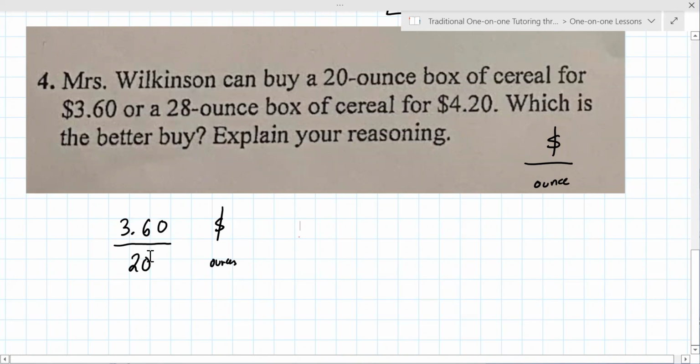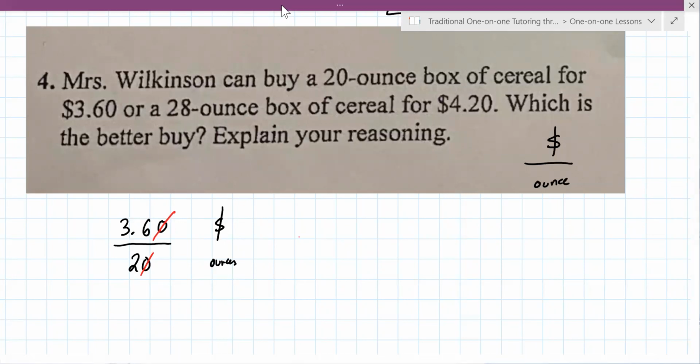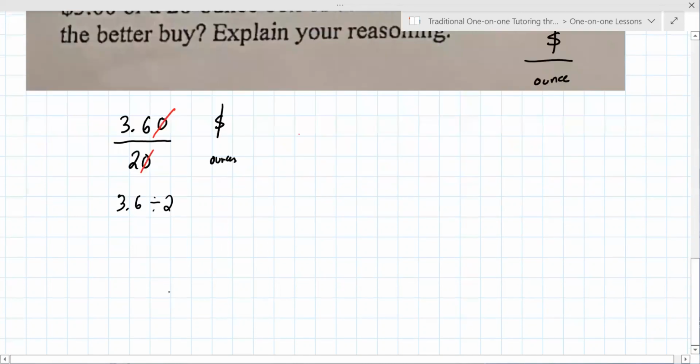Like the zeros are the same on the top and the bottom. Have you seen that before? Yeah. Yes. Okay, so what you're left with is really 3.6 divided by 2. So you can put that 2 on the outside, 3.6 on the inside.